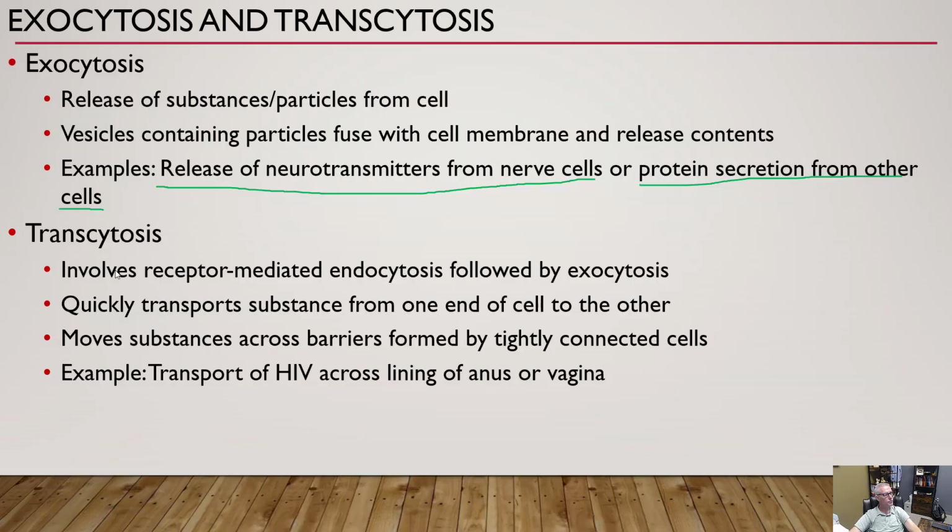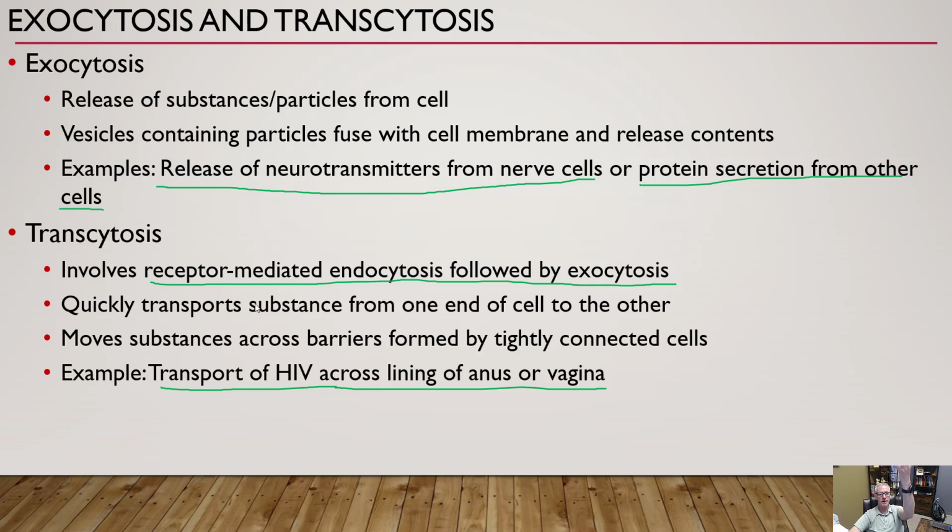Transcytosis. Transcytosis, we really don't see this a lot. I just put it in here. I've done a lot of HIV work. So this is how HIV kind of starts. Basically it's a combo. We see this receptor-mediated endocytosis followed by immediate exocytosis. So within the same cell.